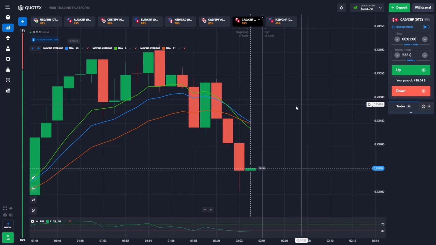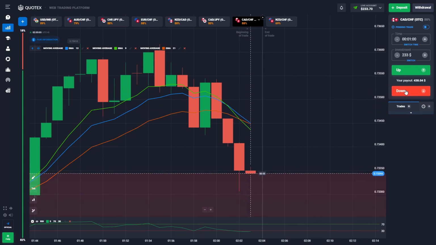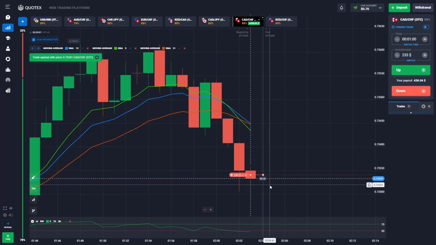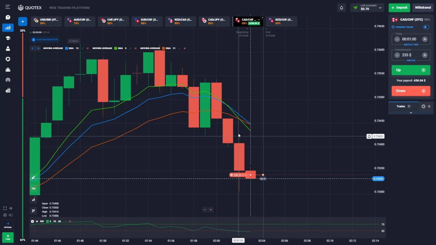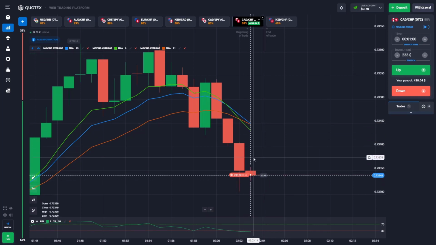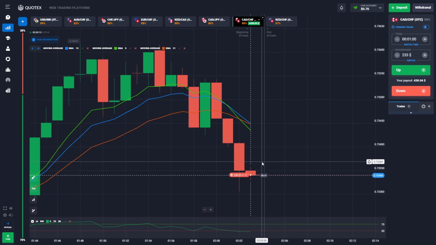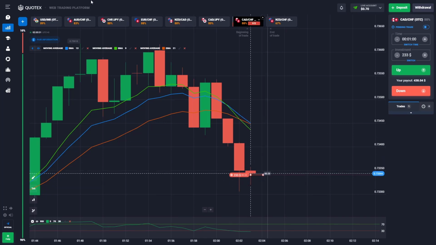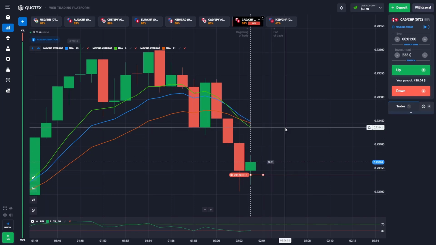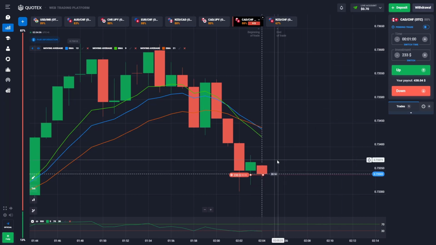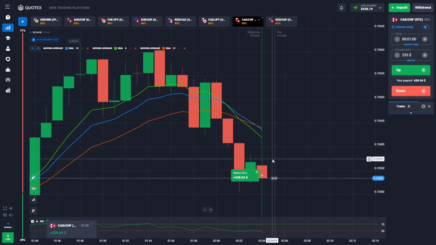Okay guys, another very strong signal. Just like our last trade, the 3 moving average touch each other and the RSI is below the red line. So again, we are going to trade on down or put. Okay, that's another win. Let's find another signal.